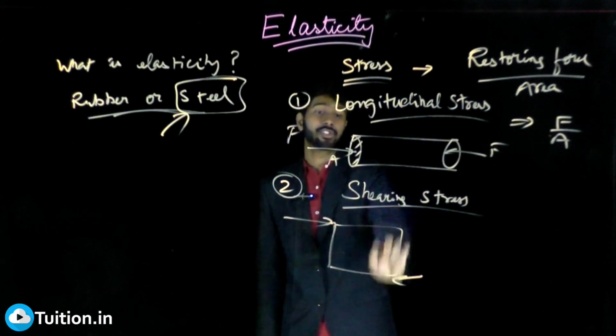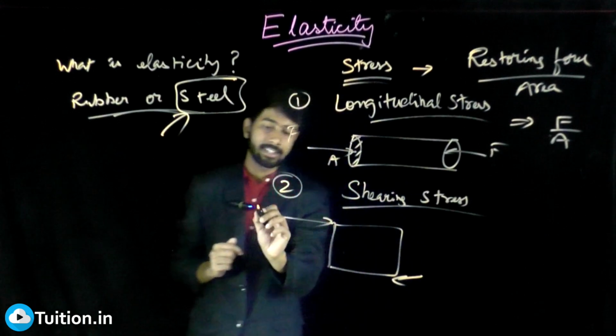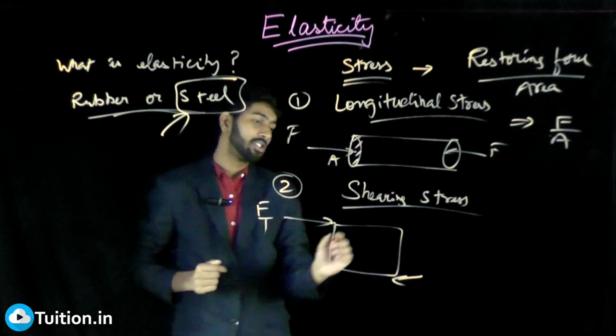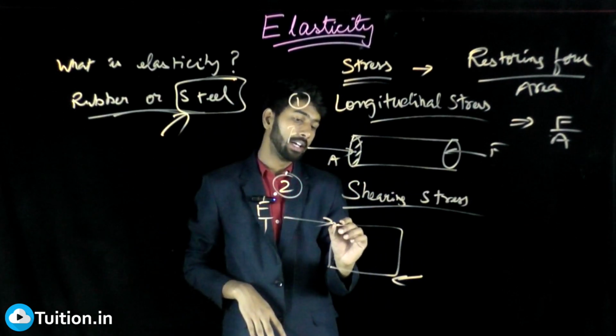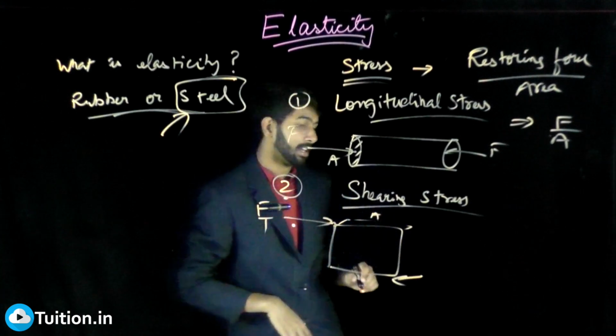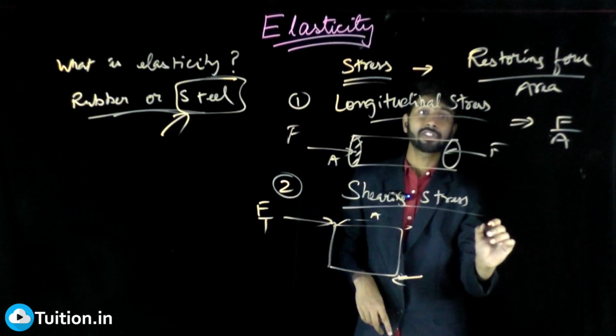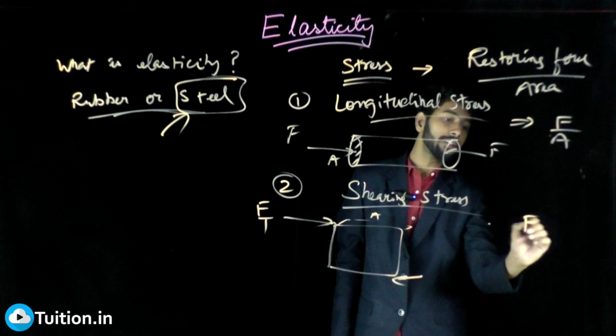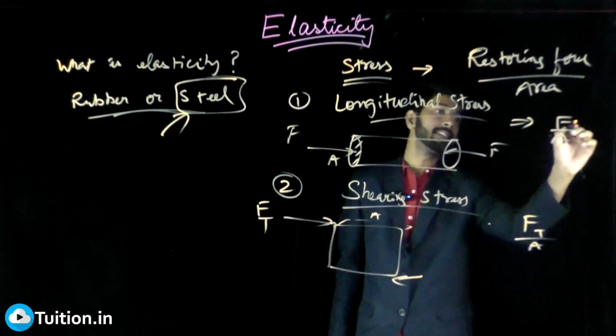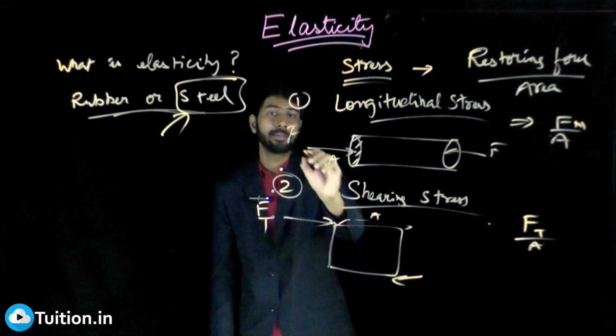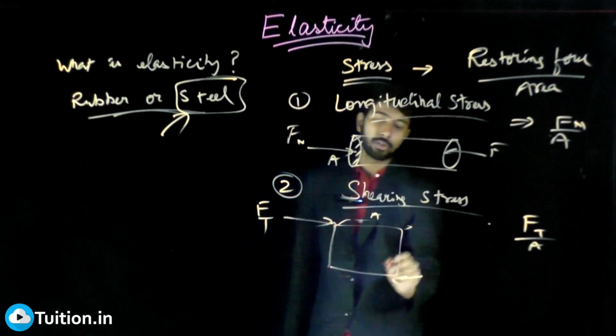So this is known as shearing stress. What is the formula for this? This is the F tangential, and this is the area A of the surface. So the shearing stress is also given by the same formula, Ft by A. Here this is Fn by A, because it's normal to the area. Here this is Ft by A, because it's tangential to the area.